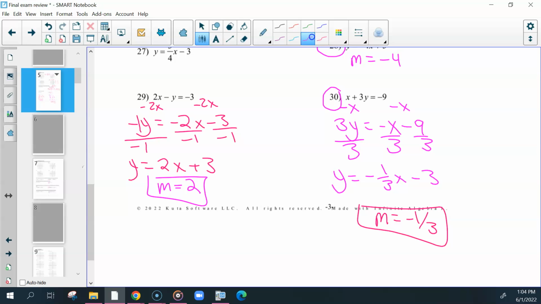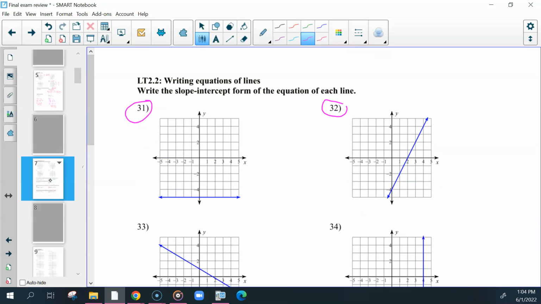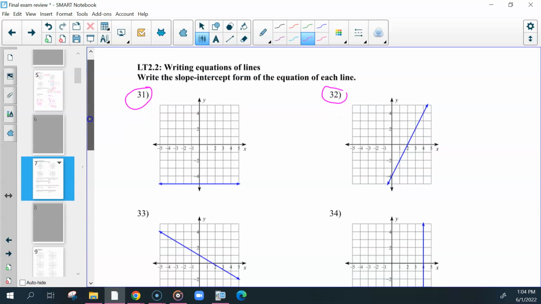On to the next page. This objective is you're writing equations, writing linear equations. We just did this not too long ago. This first part is writing it from a graph. So for 31, this is a horizontal line, so I'm going to write my quotes again.